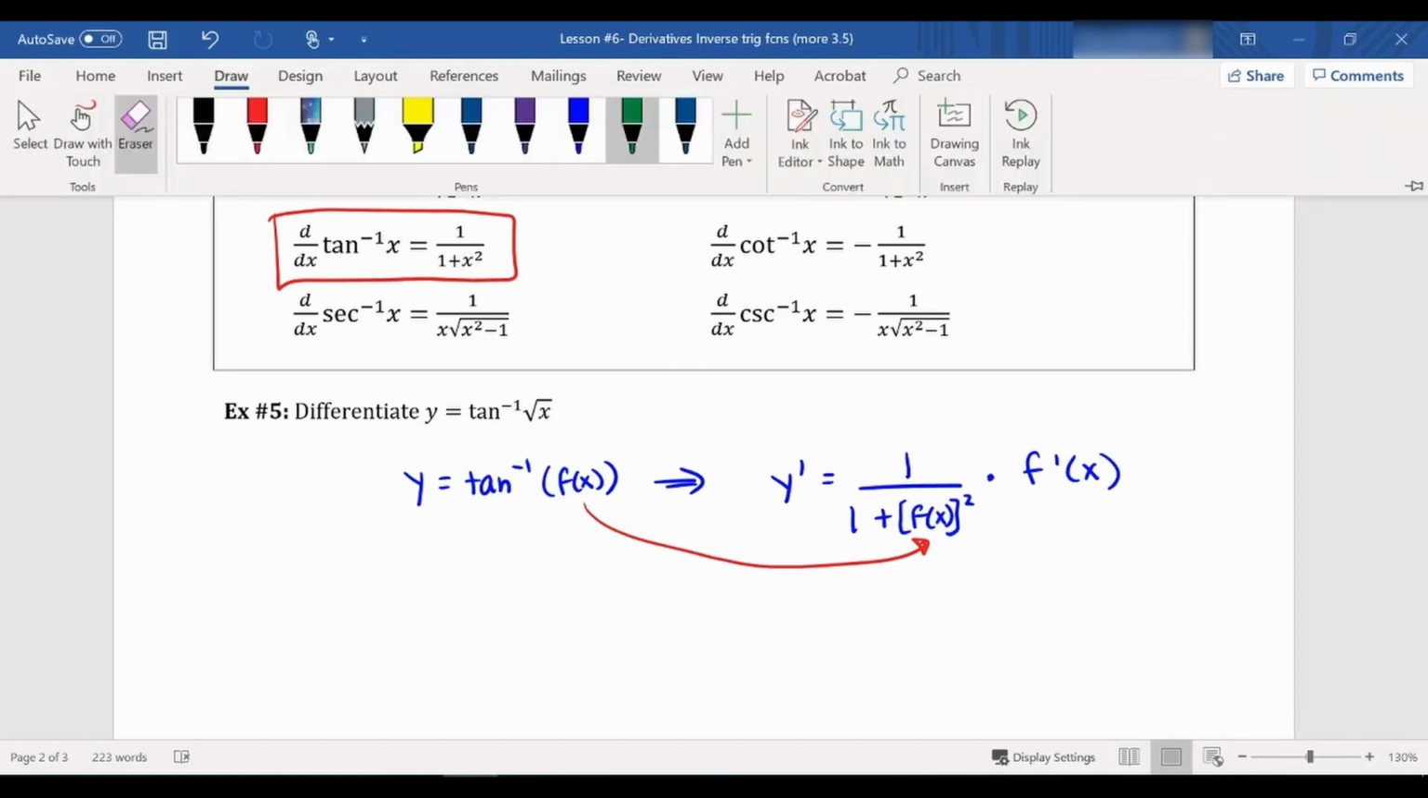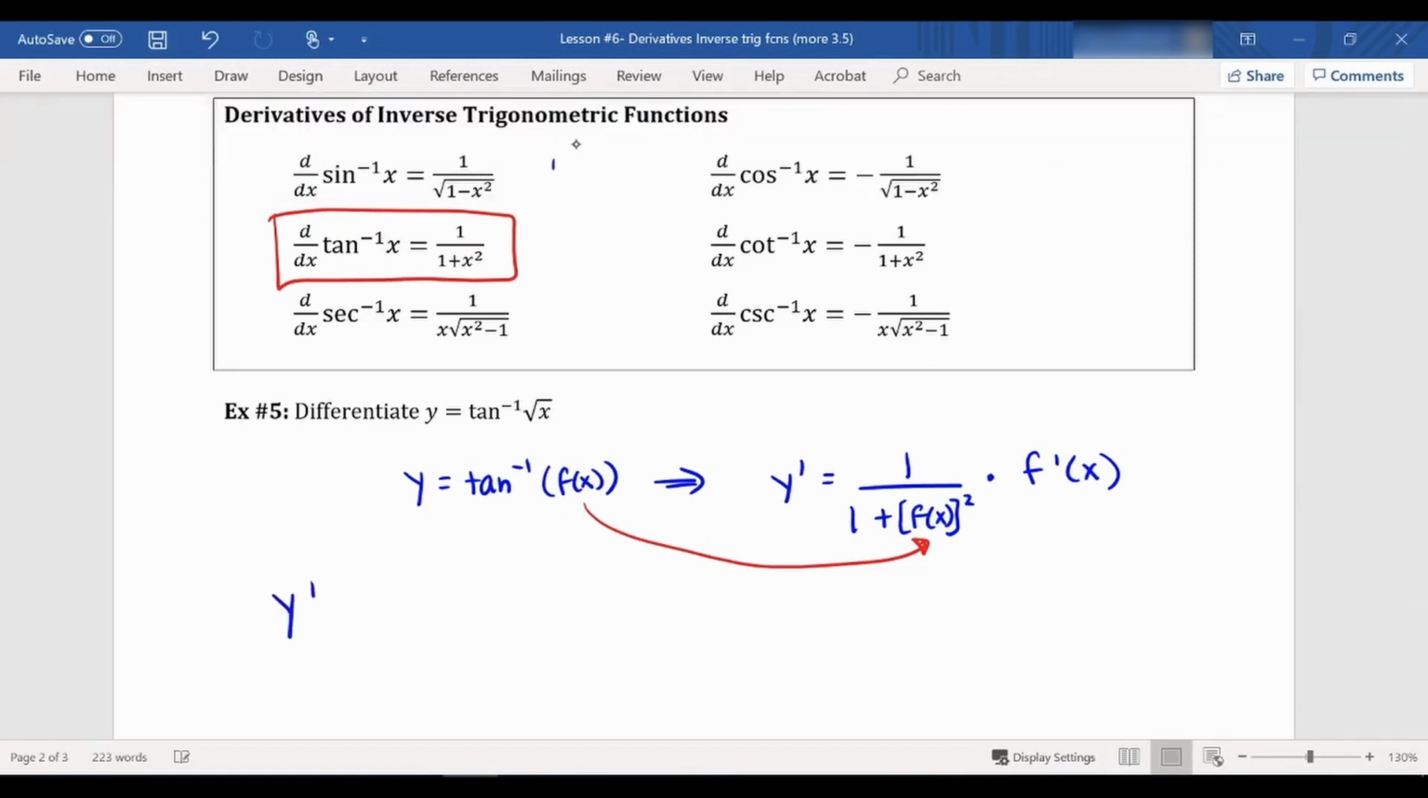Now, what this means for us is y prime is going to be 1 over 1 plus root x squared, because the stuff inside my tangent is root x. And I need to multiply by the derivative of the inside, or the derivative of root x. And we know the derivative of root x is 1 over 2 x to the negative 1 over 2.